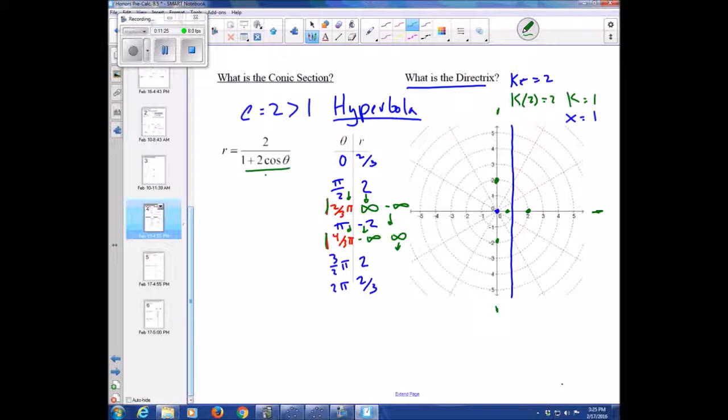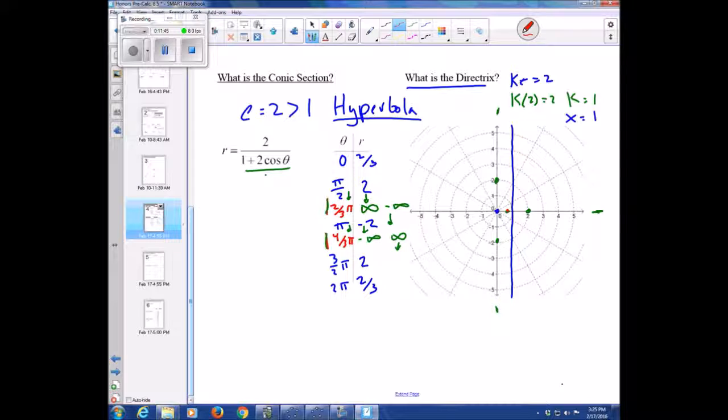So right here, let's go ahead and think about what this graph is going to look like. We start out with the maximum cosine value, which is going to give us a maximum denominator of 3, and that starts us out right here at 2/3 for the r value.